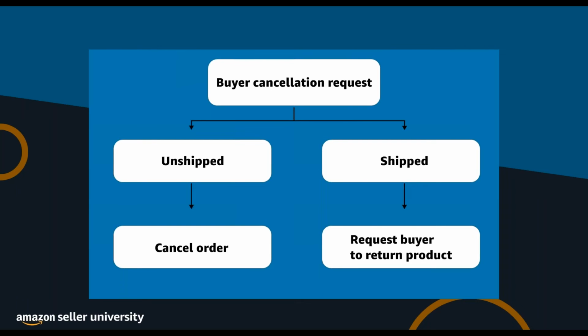In some cases, your customer may want to cancel an order. How you respond will depend on the order status. If you haven't yet shipped and confirmed the order, you can cancel the order in the Manage Orders page. When you cancel the order, Amazon will automatically update the order status and send a notification for your customer.